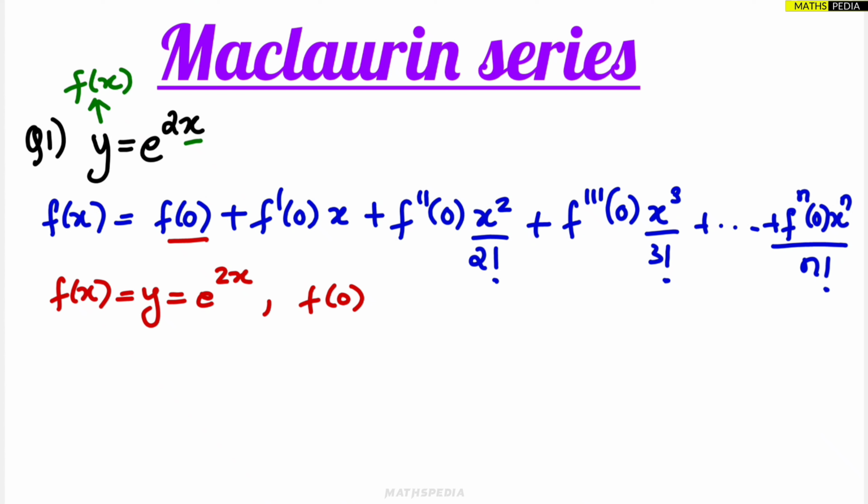Now what is f of 0? In place of x substitute 0. That's it. So what will happen? e power 2x is there, so 2 into 0 is 0. What is e power 0? 1. So f of 0 is 1.